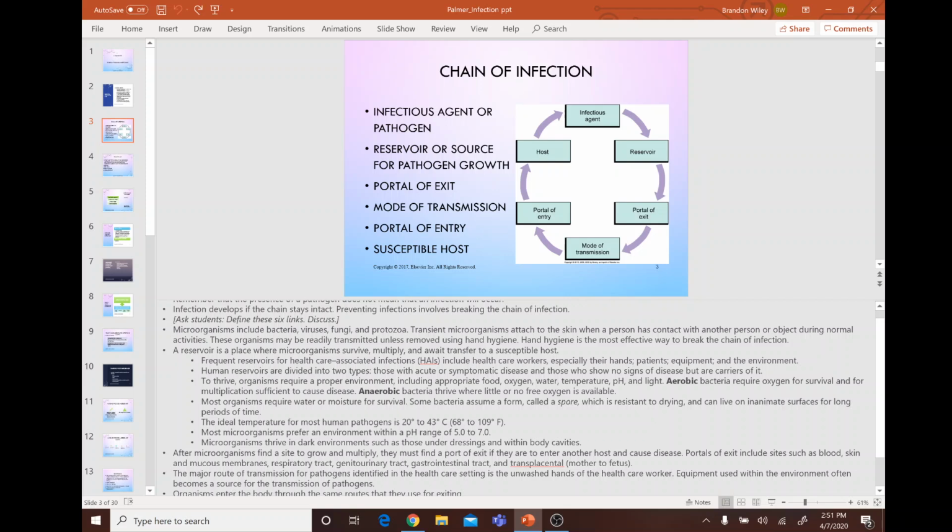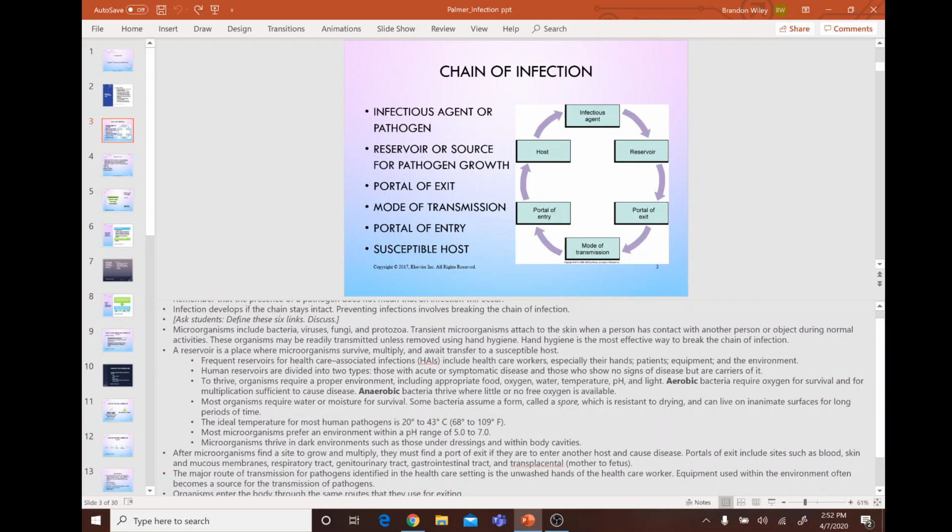So what are the two types of human reservoirs? You've got people that have the disease, short term, and they have symptoms with it. Then you have people that don't have signs of the disease, but they're also carrying it. So both of these could spread it. So what are some things that organisms might need to survive in life? Could be food, oxygen, water, temperature, pH, and light.